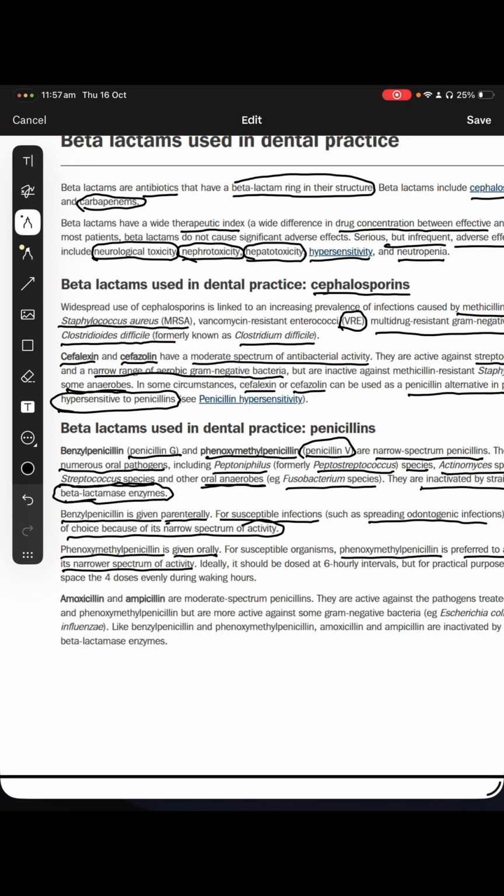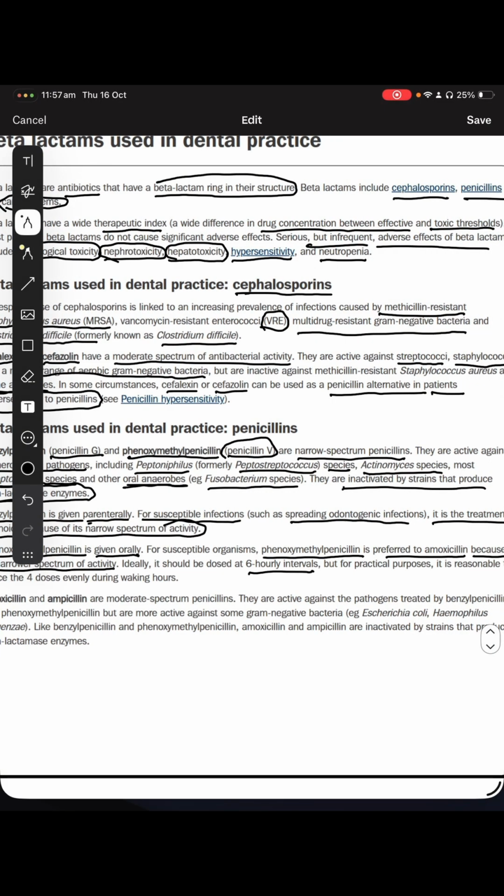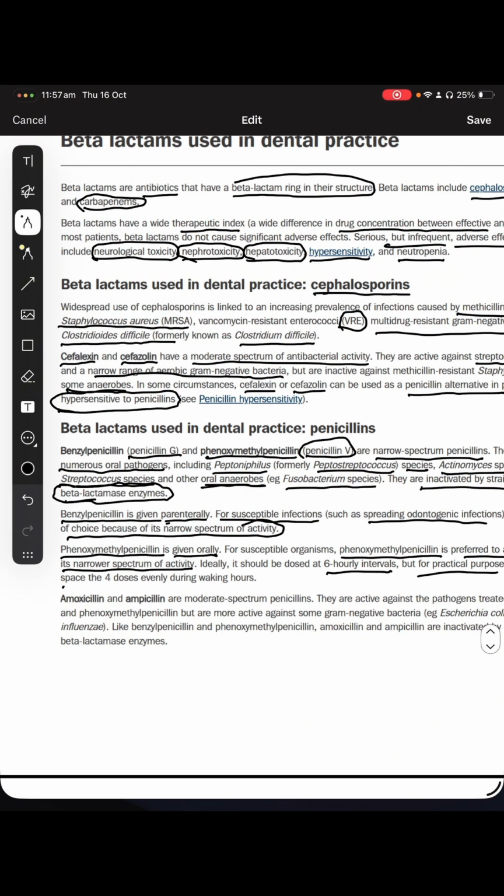Ideally, it should be dosed at 6-hourly intervals, but for practical purposes, it is reasonable to space the 4 doses evenly during waking hours. So ideally, we should give it every 6 hours, but we can divide the waking hours into 4 and then give 4 doses evenly.